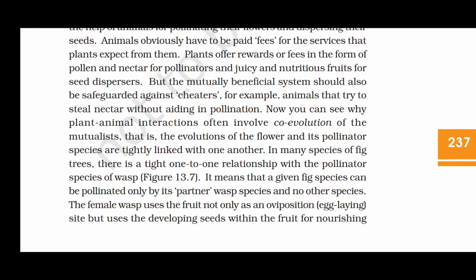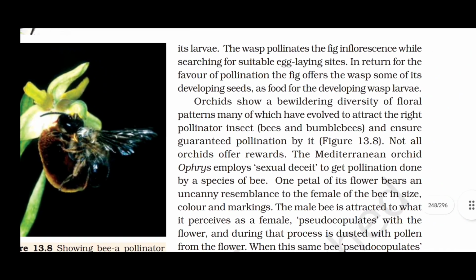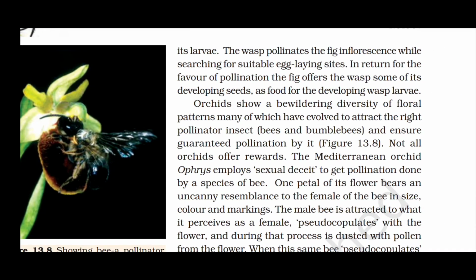The female wasp uses the fruit not only as an oviposition (egg laying) site but uses the developing seeds within the fruit for nourishing its larvae. The wasp pollinates the fig inflorescence while searching for suitable egg laying sites. In return for the favor of pollination, the fig offers the wasp some of its developing seed as food for the developing wasp larvae.